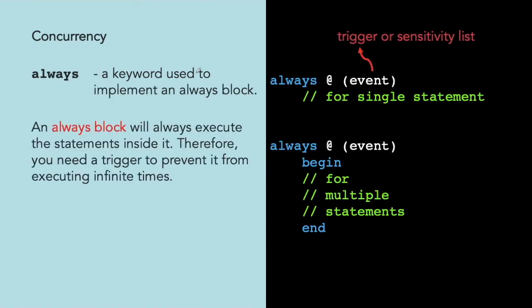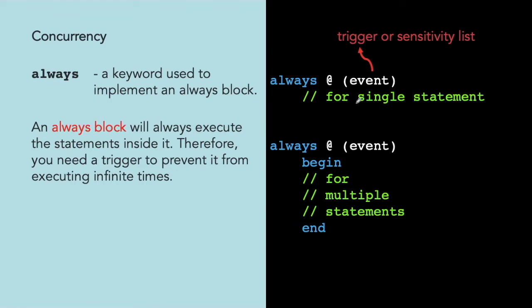Always is a keyword used to implement an always block. If your always block contains one statement, then you don't have to enclose your block with the begin and end keywords. An always block will always execute the statements inside it. Therefore, you need a trigger to prevent it from executing infinite times. Unlike the initial block, which executes only once for the entire simulation, the always block always executes. If you don't have an event trigger, or if you don't put a delay, the always block executes infinite times.